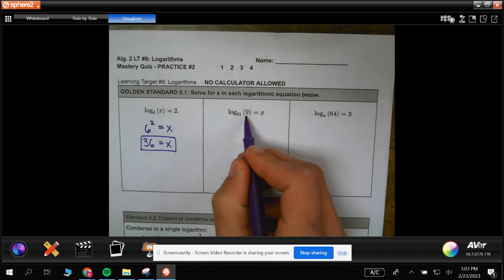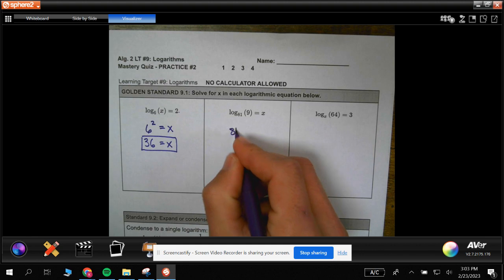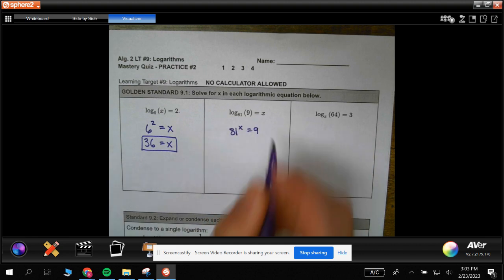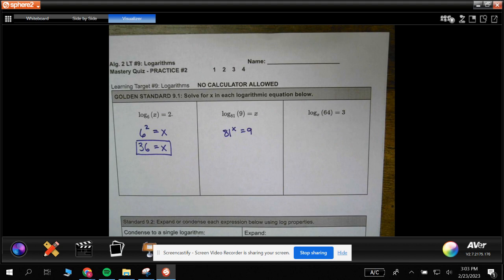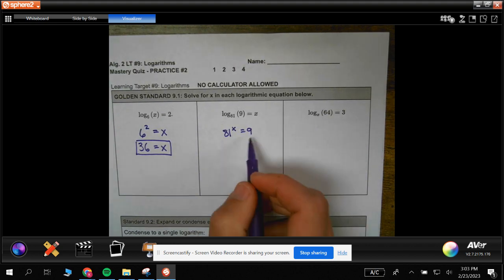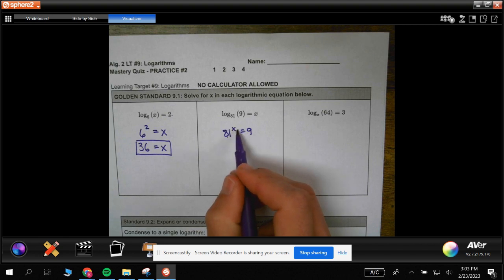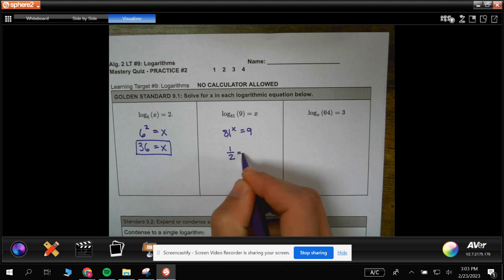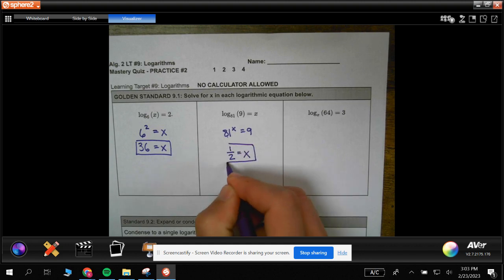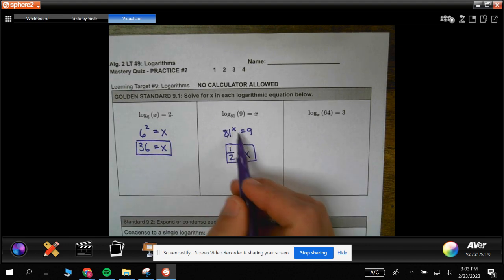Great. All right, let's do the next one. Log base 81 of 9 equals x. 81 to what power equals 9? Now, here's what you've got to recognize. What's the connection between 81 and 9? Well, 9 is the square root of 81. So how do we write the square root as an exponent? Turns out the square root is the same as the 1/2 power. So 81 to the 1/2 power equals 9.